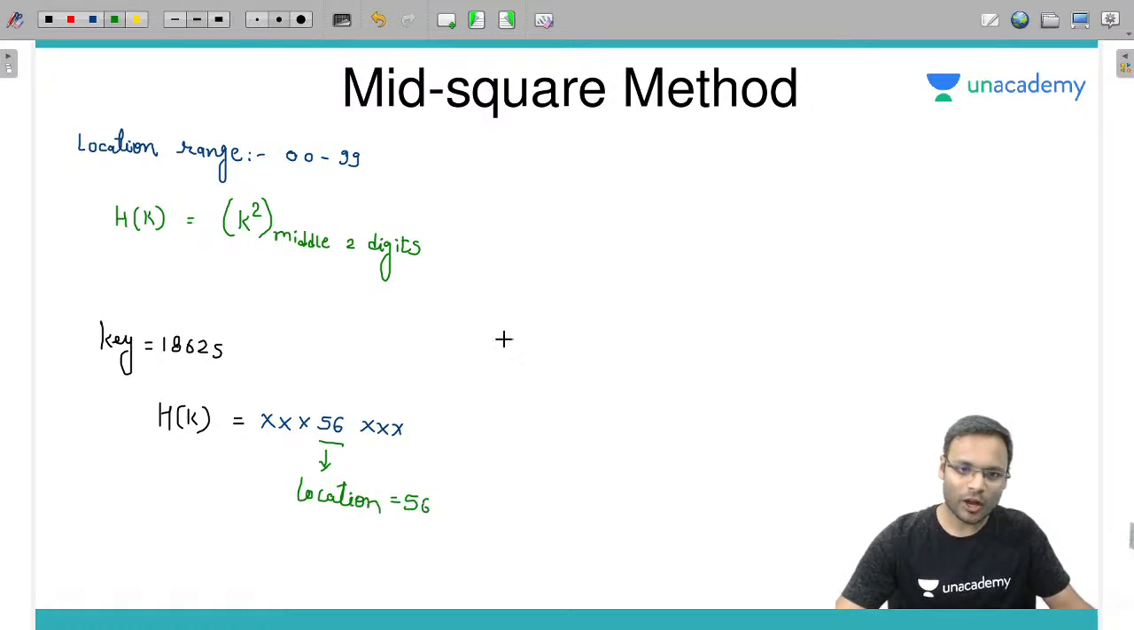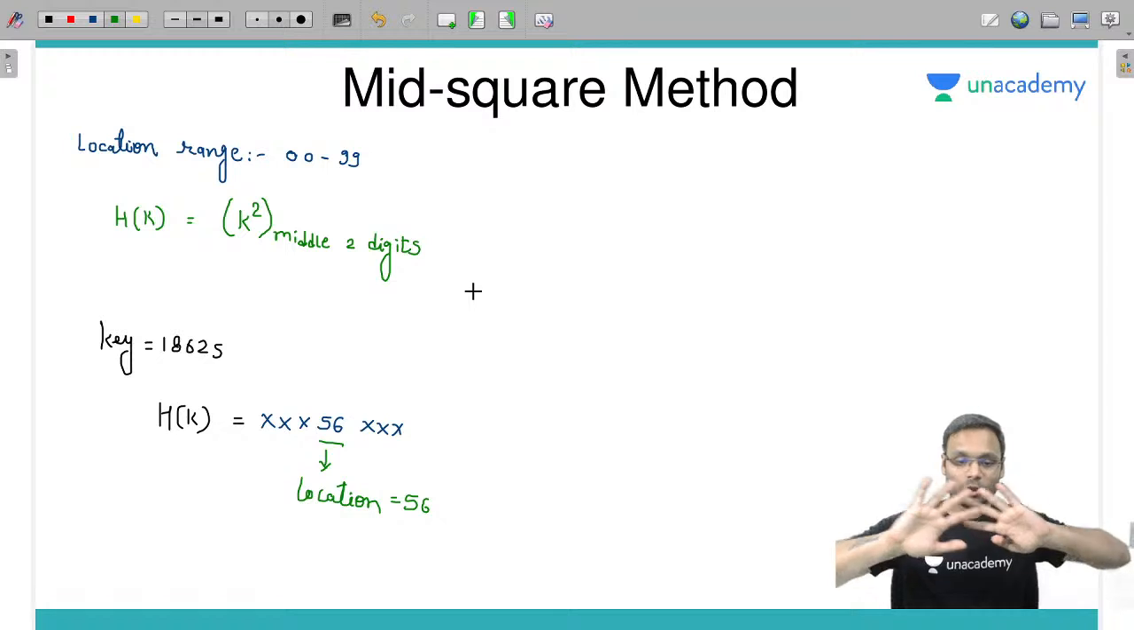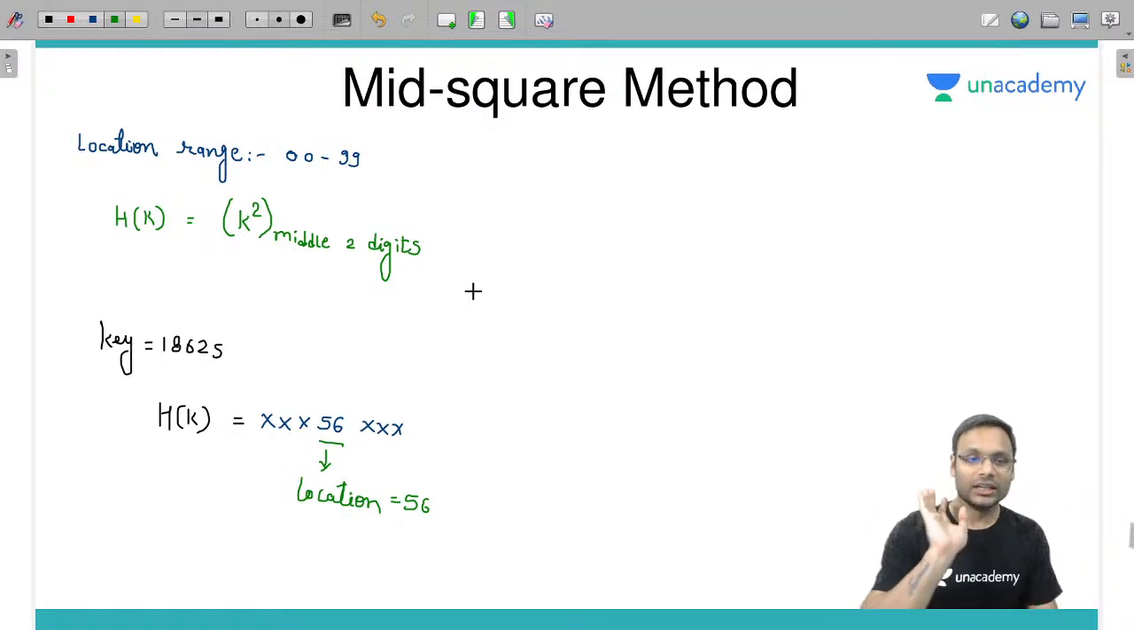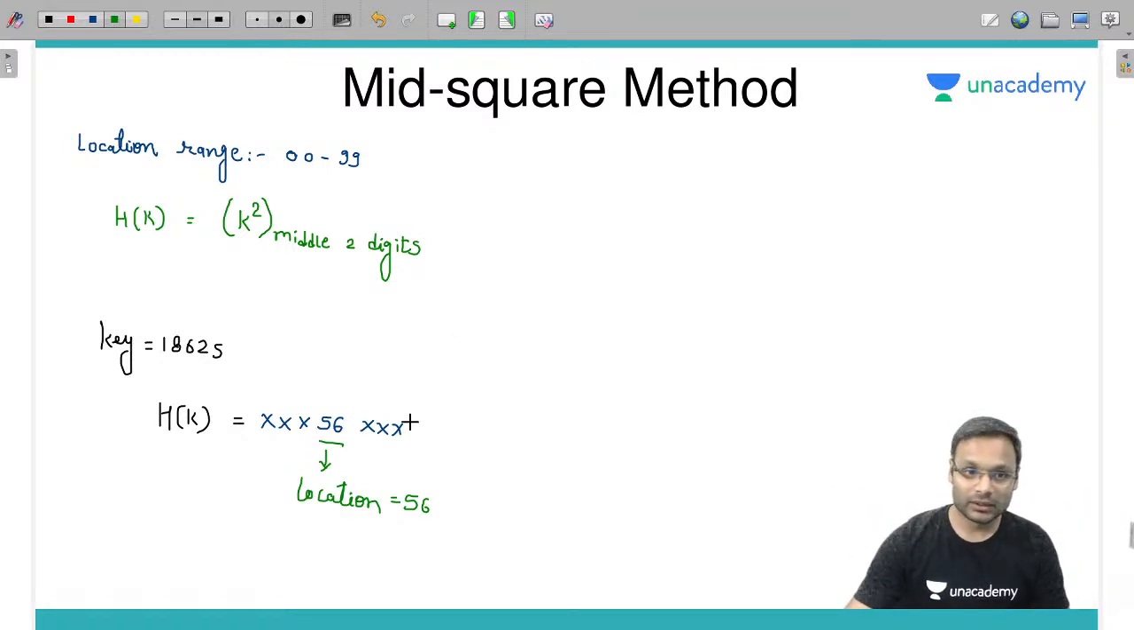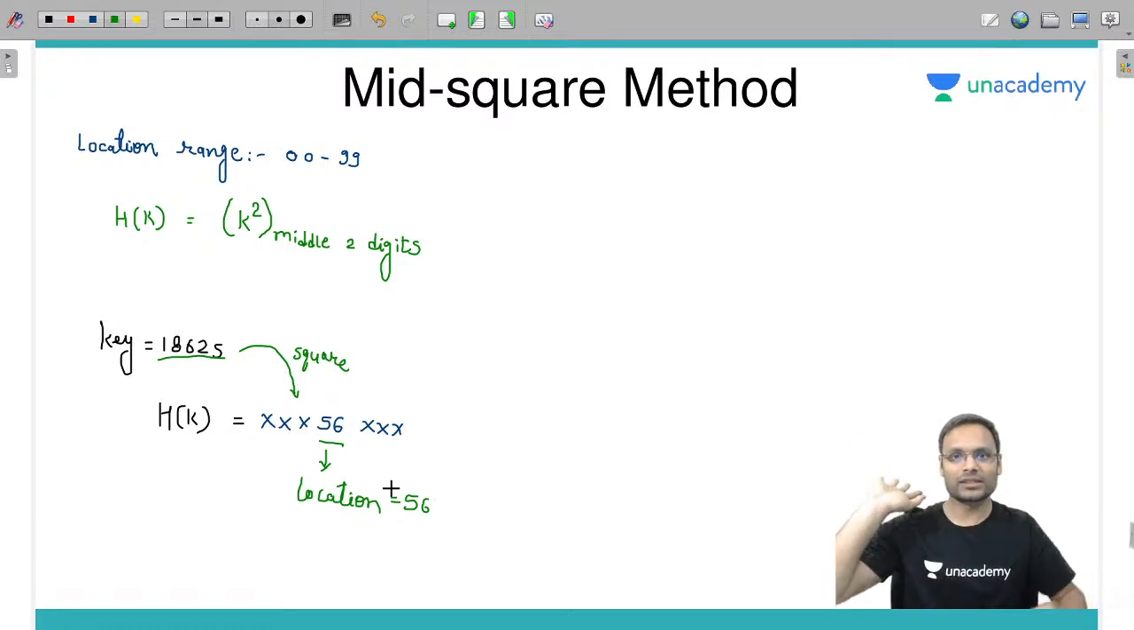You will say, sir, 56 won't come in its square and all. Don't worry, it's just the explanation I have given. So what you need to do is take the square of this. From the square of the number you have chosen the middle 2 digits, and the answer is 56.